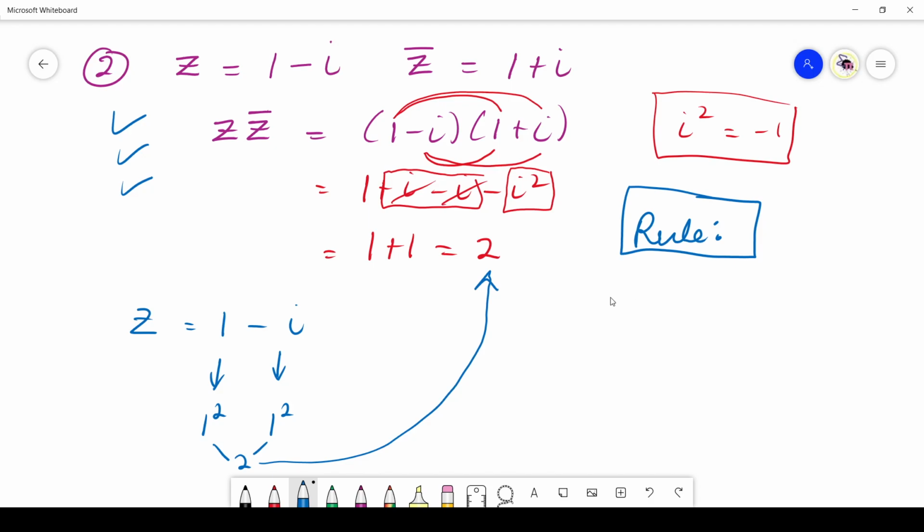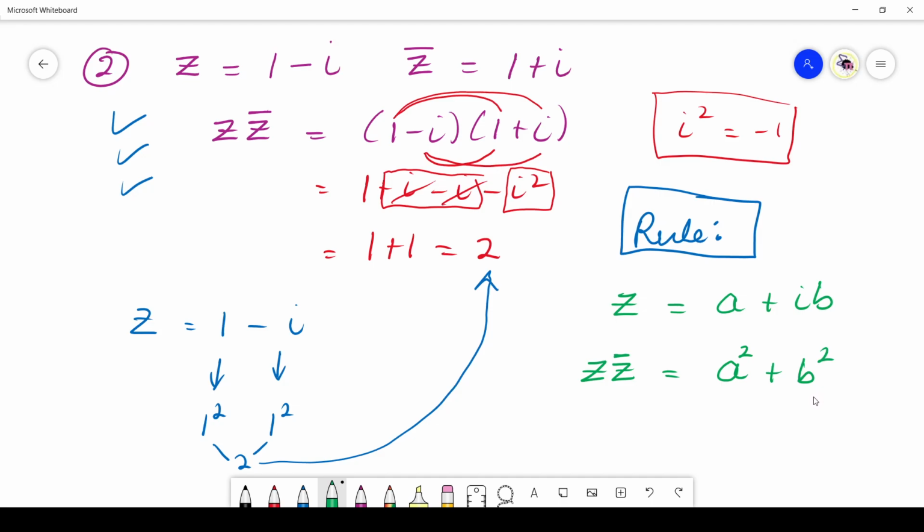Okay, so the rule goes like this. If you have a general complex number in the form a plus ib, then the product of the number with its complex conjugate is simply equal to the sum of the real part squared and the imaginary part squared.